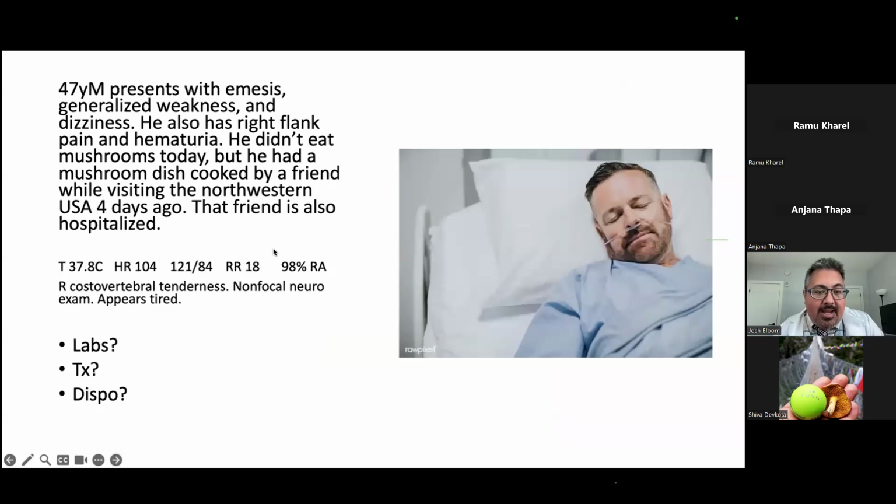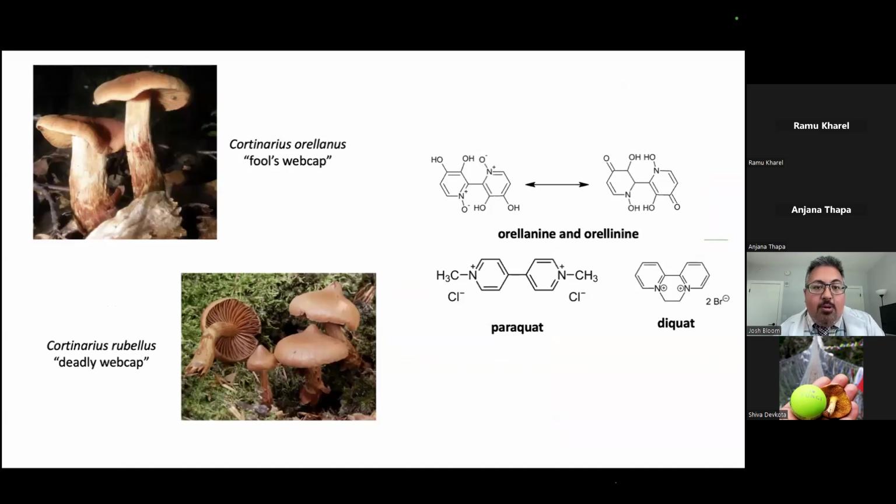Now, this second patient, a very similar kind of case, but they're coming in with hematuria. And it looks potentially like a nephritic syndrome. They even have costovertebral tenderness. This patient probably ate cortinarius mushrooms. Cortinarius mushrooms can contain orellanine, which is a compound that resembles paraquat and diquat.